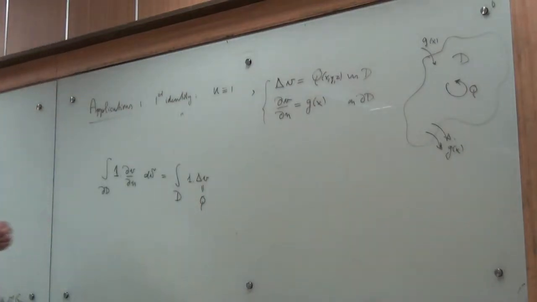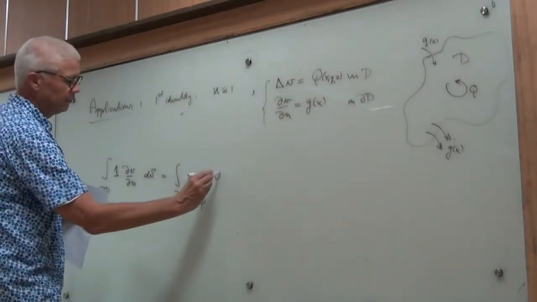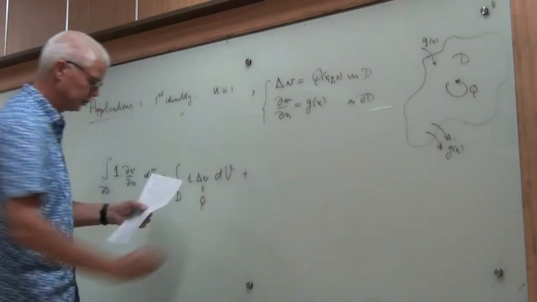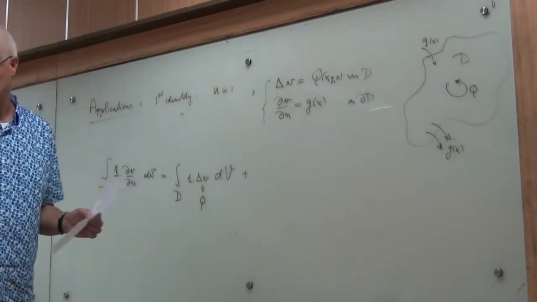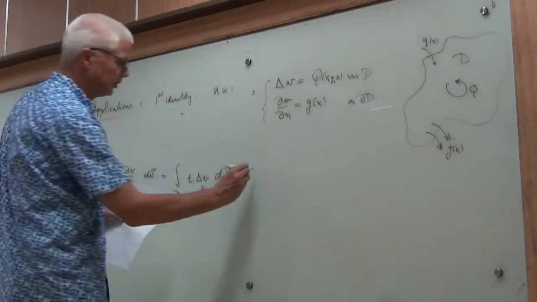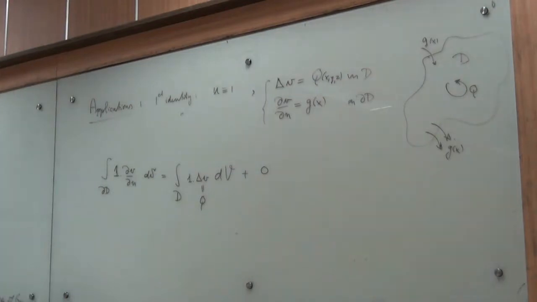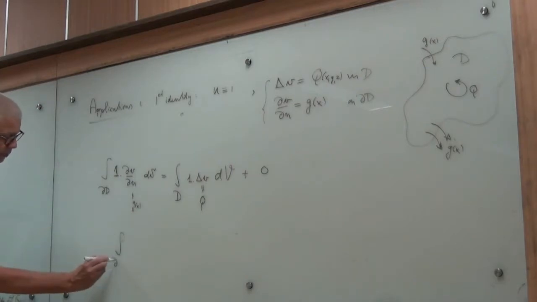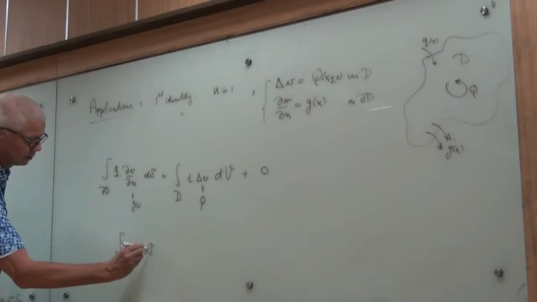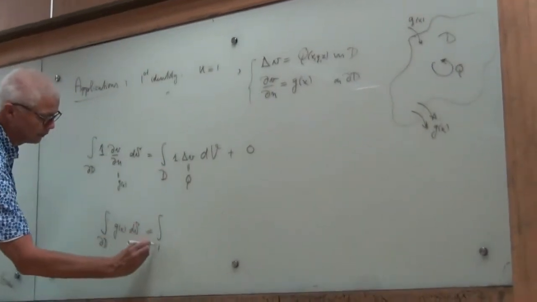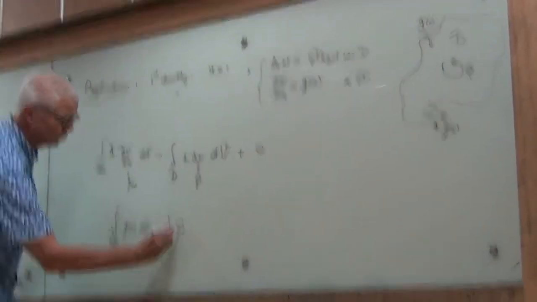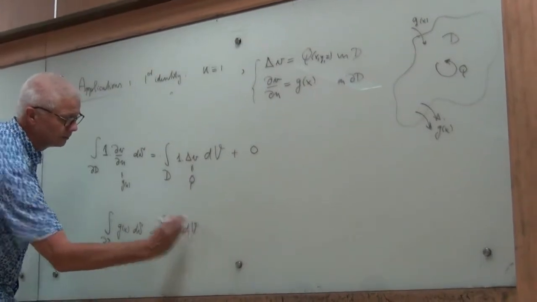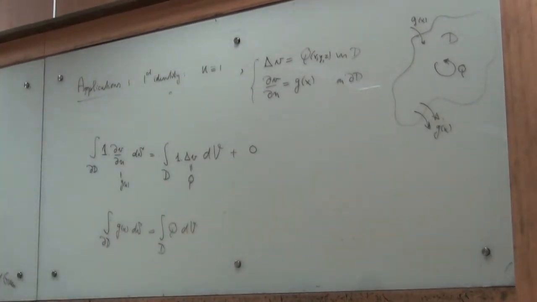Let's do it in general. So that's your q dv, plus, and that integral becomes 0, because the gradient is 0. So if I write down this, then dv/dn is of course g, and then I get the integral over the boundary, g ds, should be equal to the integral over the domain of q dv.